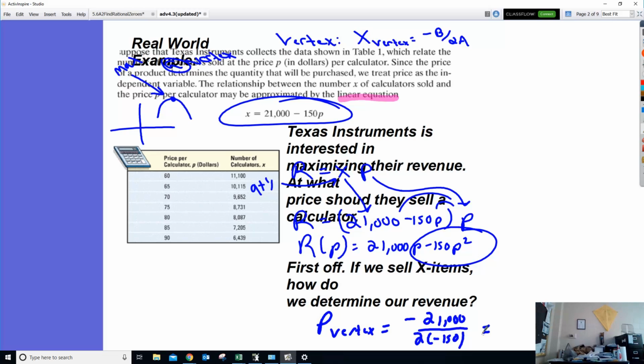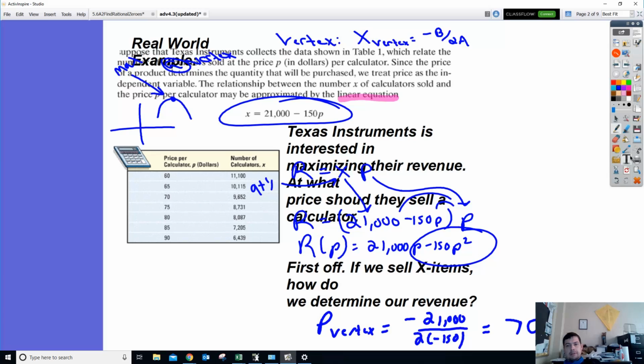There's some math, kids. You got a negative over a negative, that's positive. Twice the 150 is 300. 21,000 divided by 300: 70. Well, this is telling me that revenue is maximized when they sell a TI-84 for 70 bucks. Why are they 130 at Walmart? There's your maximum price. That's the optimum price, at least according to this model.